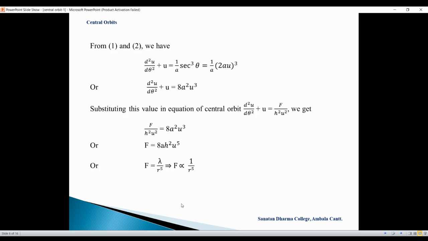So we will put these two values in differential equation. This one is differential equation. And after substituting these two values, we will get f is equal to lambda over r5. Means f is directly proportional to 1 over r5, means inversely proportional to fifth power of r. Hence the proof.